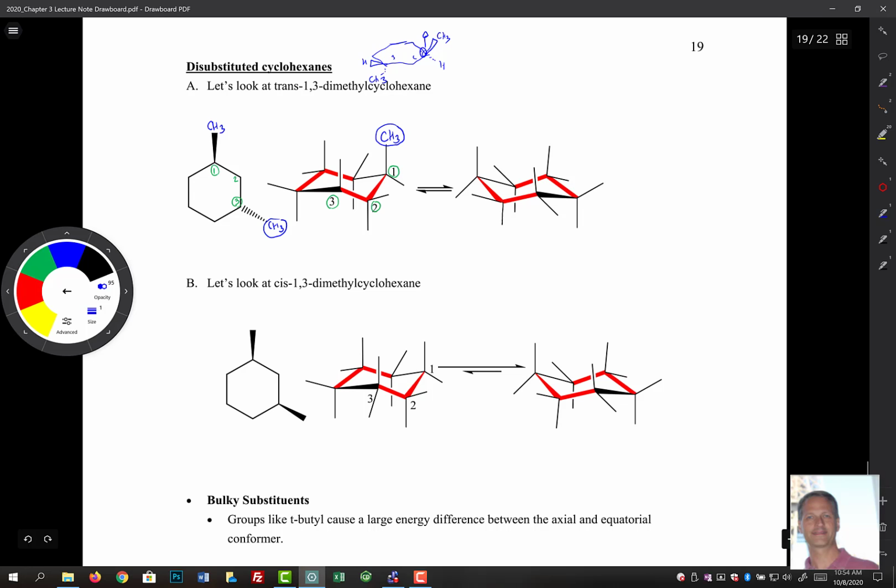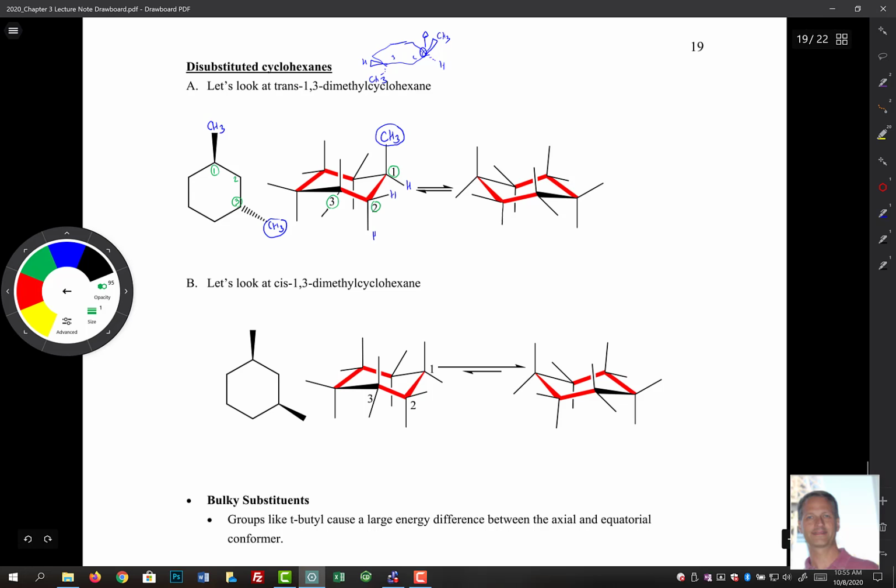So it's interesting. Where do we put it to make it trans? Well, trans means that we have, if you remember, a wedge-dash relationship, right? They need to be on opposite faces of the ring. So a CH3 up right here, an H here. H is at number 2. And then at number 3, we have an atom that's coming out just like this.